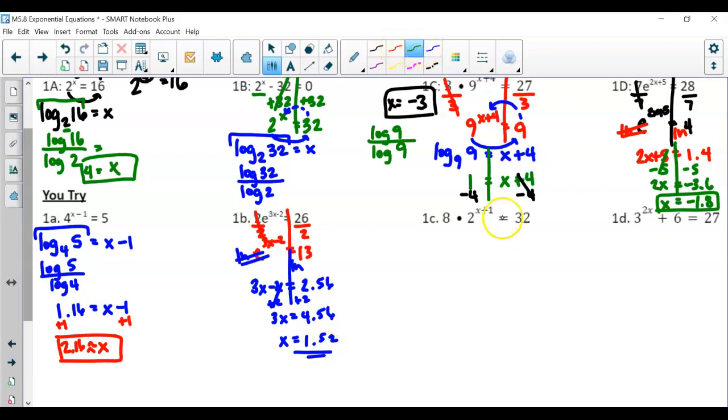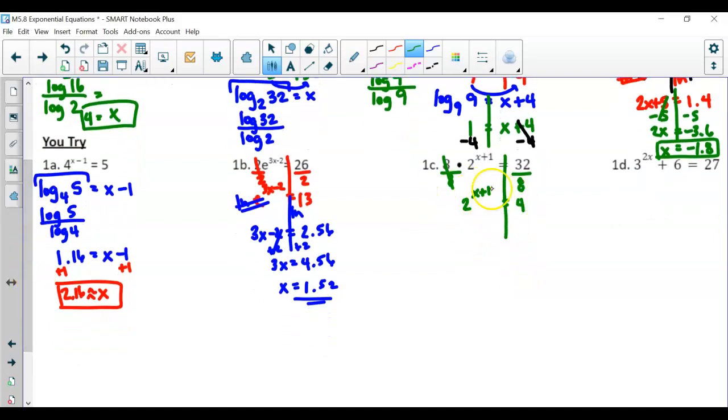So then the next one, the exponential was not by itself. So you needed to first divide by 8. So now here you've got 2 to the x plus 1 is equal to now 4. So now see how the exponential is by itself? Write it as a log. So now log base 2 of 4 is equal to x plus 1. So now here, change of base, you end up with 2 is equal to x plus 1. Subtract 1 and x is equal to 1.